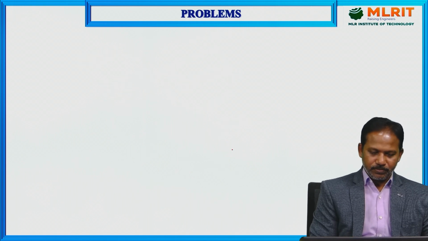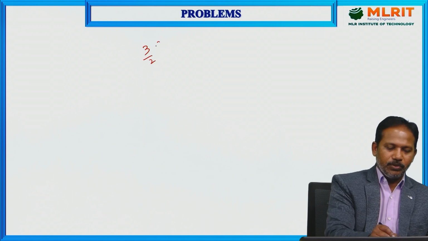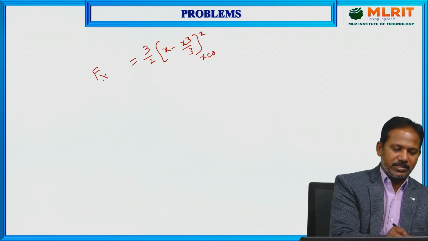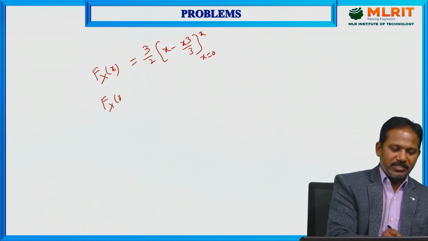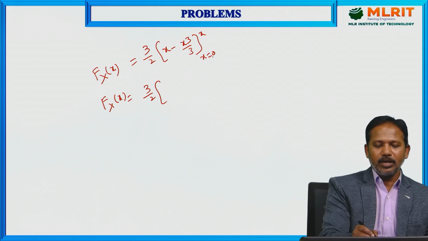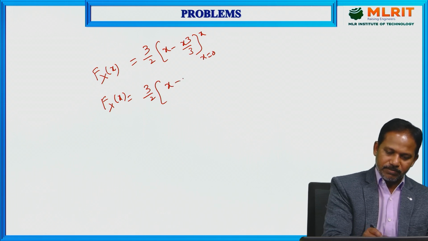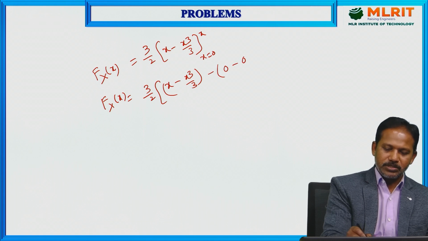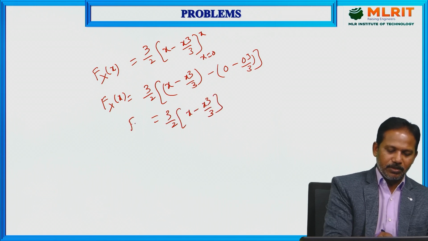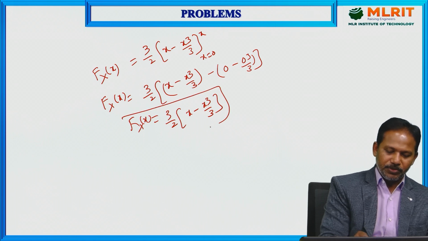Now that is 3 by 2 into x minus x cube by 3 from the range of x equal to 0 to x. This is my capital fx of x. That is, capital fx of x distribution function is equal to 3 by 2 into, you need to substitute the upper limit and lower limit instead of x. That is x minus x cube by 3 minus 0 minus 0 power 3 by 3. That is 3 by 2 into x minus x cube by 3. This is my probability distribution function.